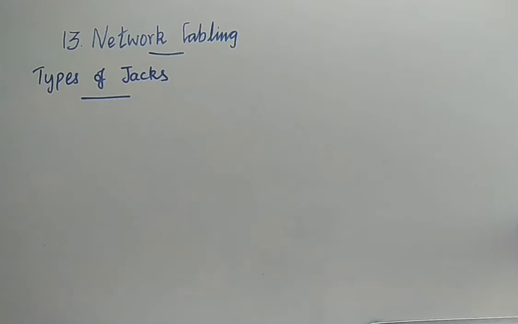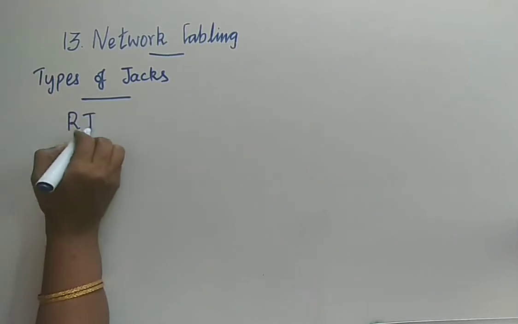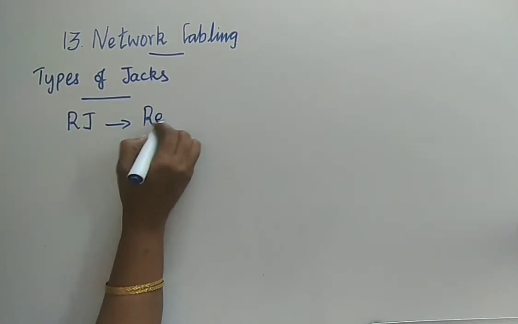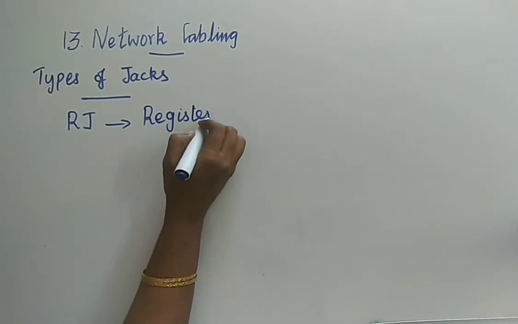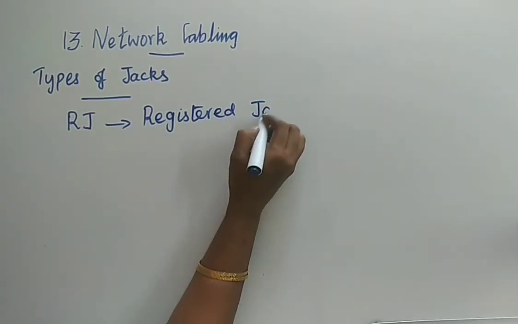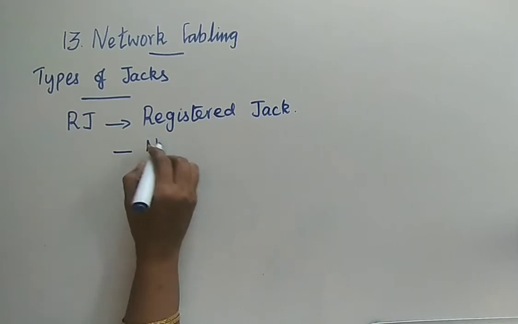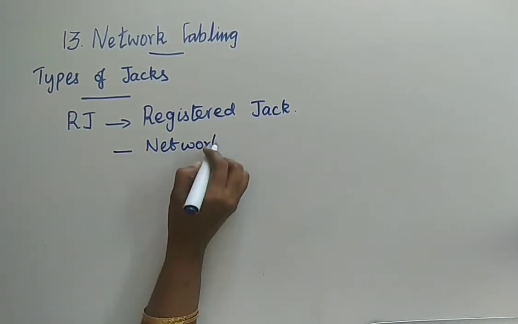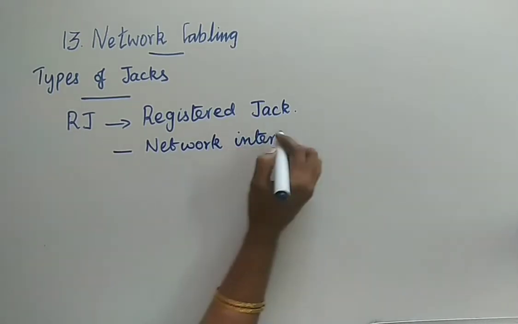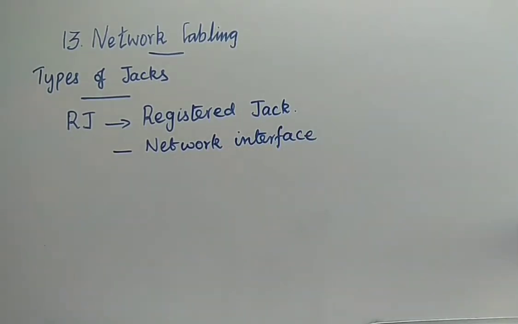So what do you mean by jack? Already we have discussed one thing, that is RJ. What do you mean by RJ? RJ is nothing but your registered jack. So what is a registered jack? It is a network interface used for the purpose of network cabling. For wiring and for jack construction, you will be having this RJ.